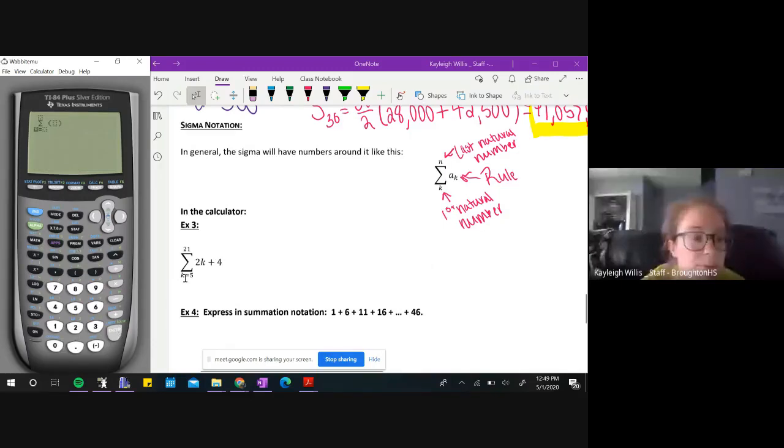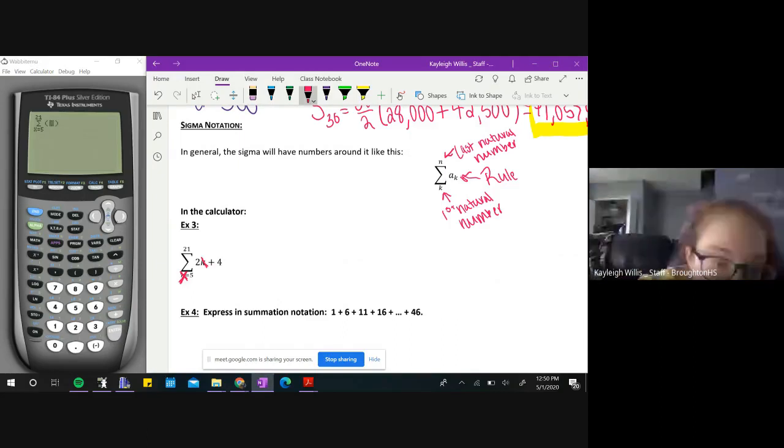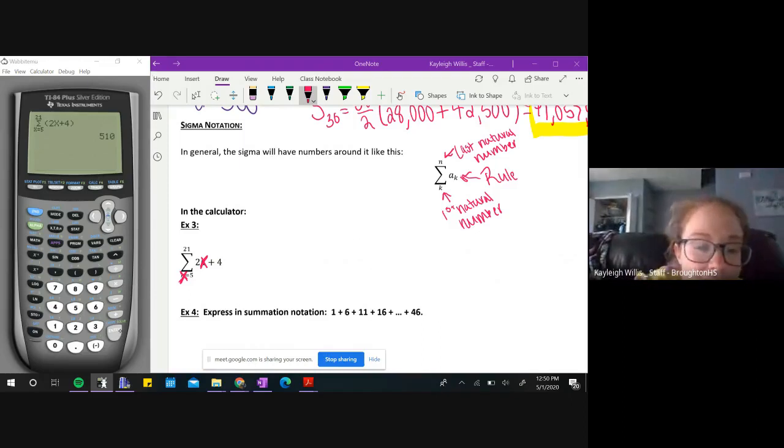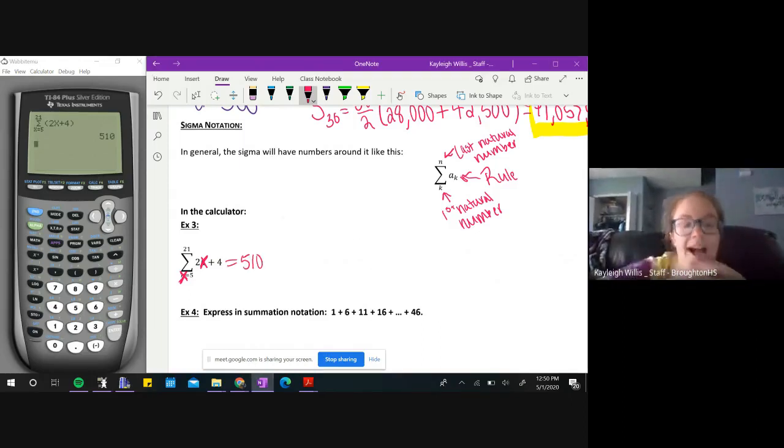And then you just type it in. They're using K, but I'm just going to use X equals 5. At the top, I'm going to put 21. Then you use your rule. I'm going to replace K with an X, since I use X in my calculator. So I do 2X plus 4. Bam. The answer is 510. So if I were to write out from 5 until the 21st term and add them all up, I would get 510.